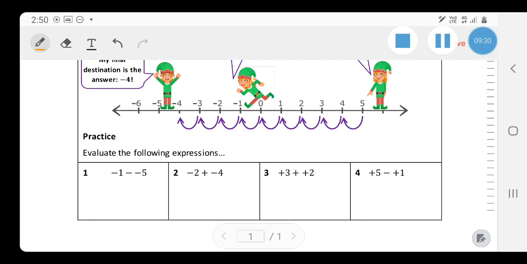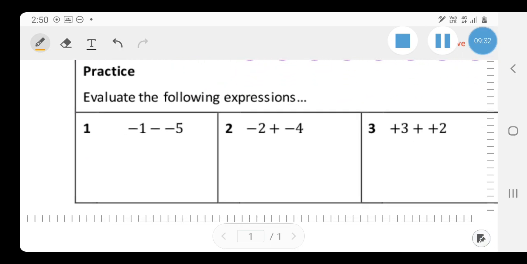Now I'm going to zoom in actually. -1 minus -5 equals... well, the first thing I need to do is simply replace the 2 minus signs with a plus sign. I won't scroll up to the diagram, but remember you have that at the top of the page. It tells you how to change any 2 signs into 1 sign, and that's something you really need to memorize.